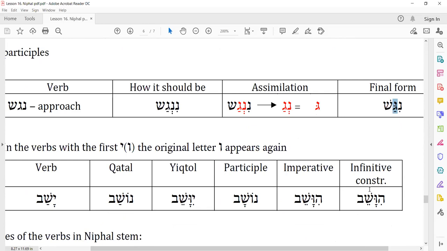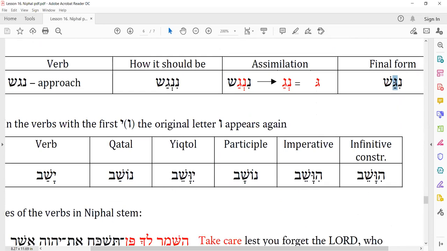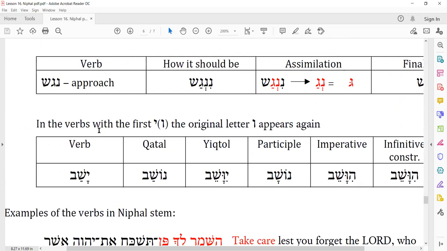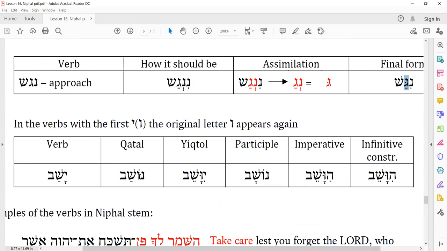In yiktol, we don't have this assimilation. Now the roots, the verbs with the first yud, the first root. Here, what is interesting, the original vav.